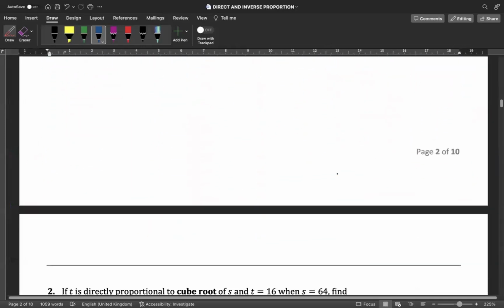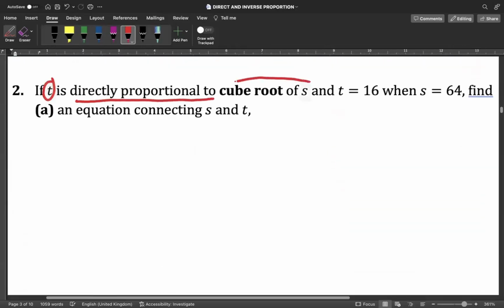Okay, next number 2. If t is directly proportional to the cube root of s and t is equal to 16 when s is equal to 64, find an equation connecting s and t. So before you write the general equation for this information, let's recall again the terminology about power and root.